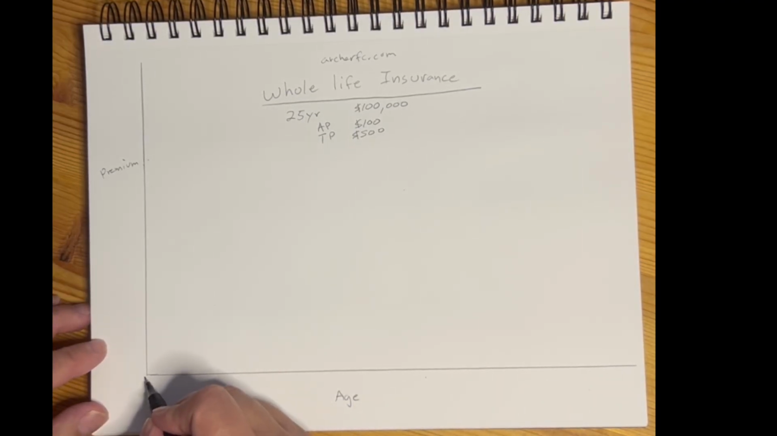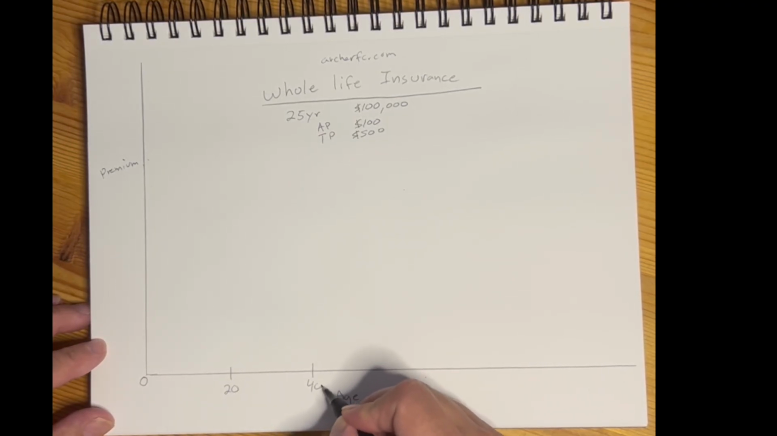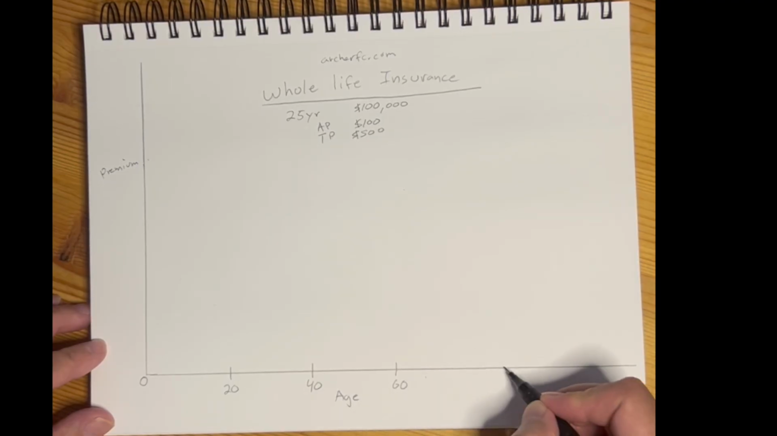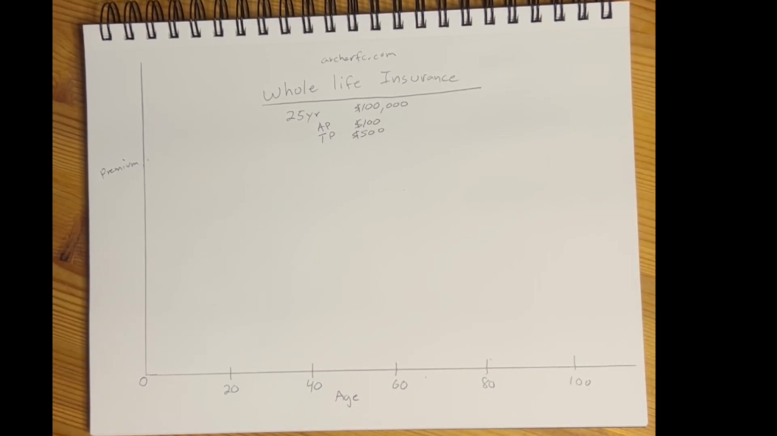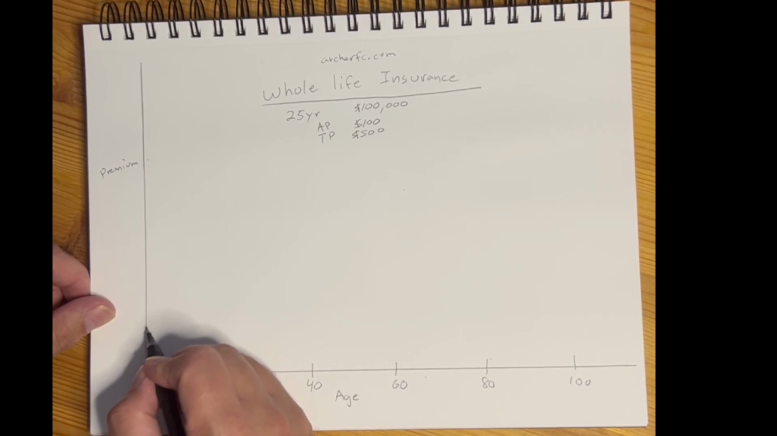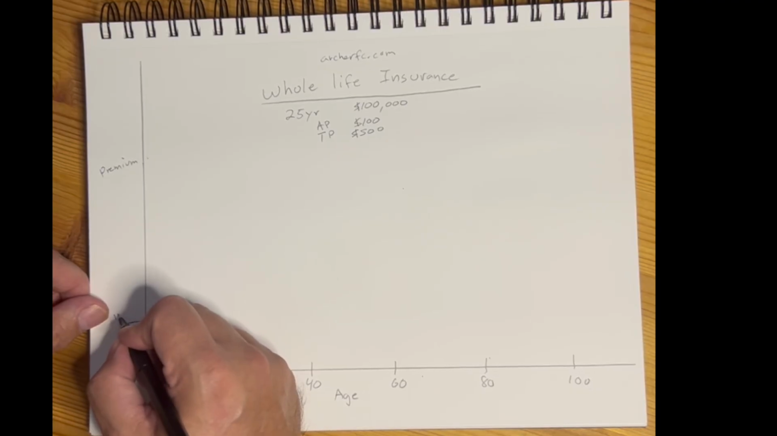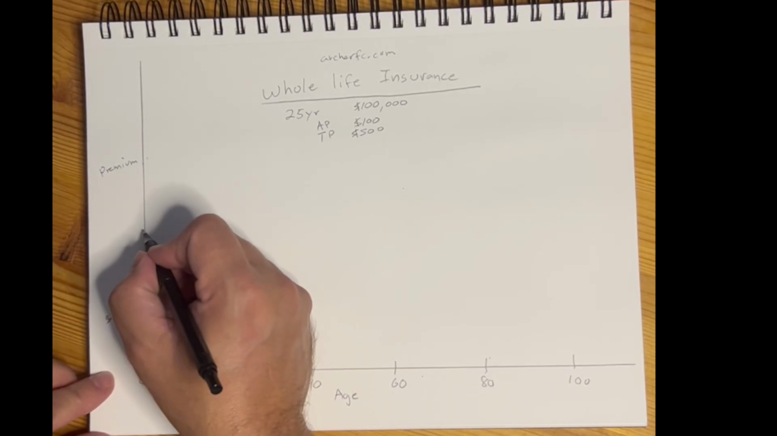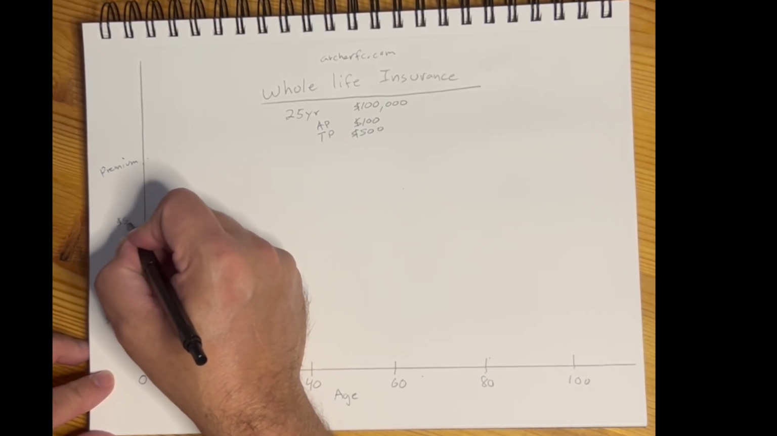We're going to start at age 0 over here, then 20, 40, 60, 80, and then 100. The example I gave for this 25-year-old is that we're going to start our annual premium at $100, so we'll start our insurance at $100 here, and our maximum target premium is $500.